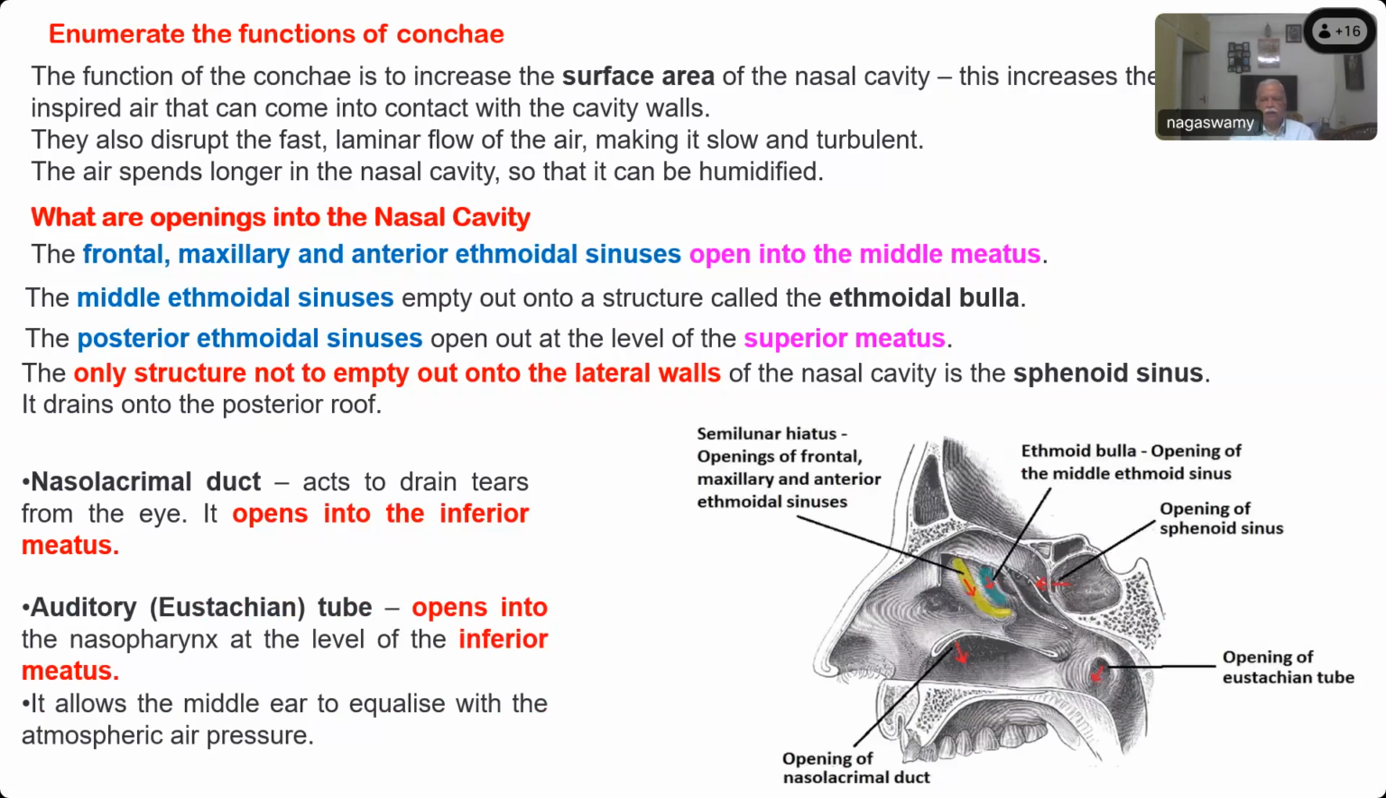So these are all the various openings which are seen. Ethmoidal bulla opening, semilunar hiatus for maxillary and anterior ethmoidal. So all these openings are seen, and the Eustachian tube is in the inferior meatus, and also the nasolacrimal duct, which is not shown here, also opens in the inferior meatus.